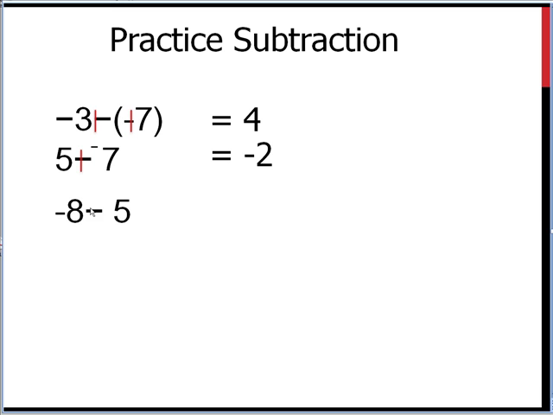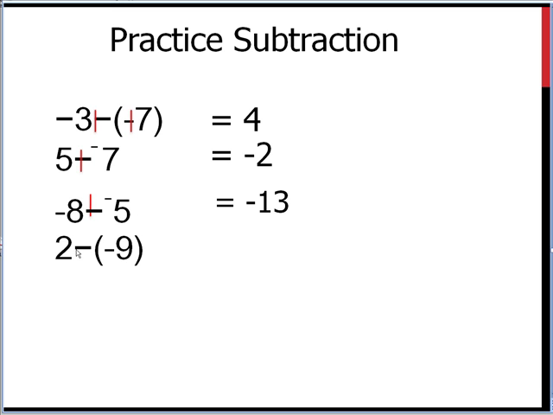-8 minus 5. I change this to addition. I change this to negative. Change, sucker, sucker. Now I'm adding the same signs. When you add the same signs, you get a negative. You add them. 8 plus 5 is 13, and it becomes negative because they both were negative.